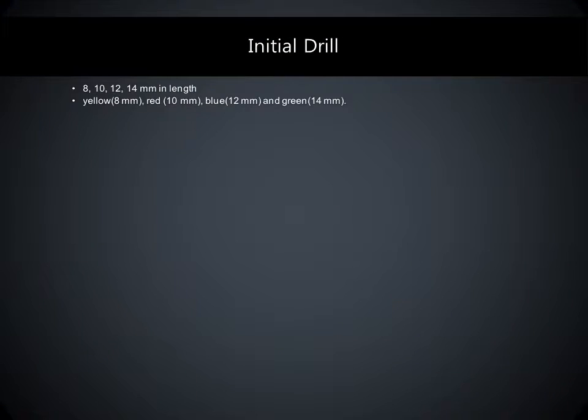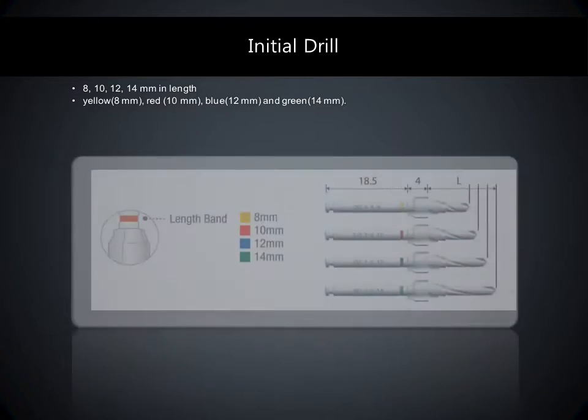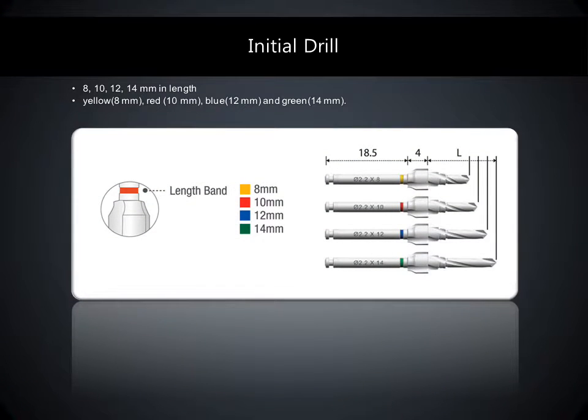The initial drill comes in 8, 10, 12, and 14 mm lengths. On the shank of the drill, the length is marked with colors: yellow, red, blue, and green.